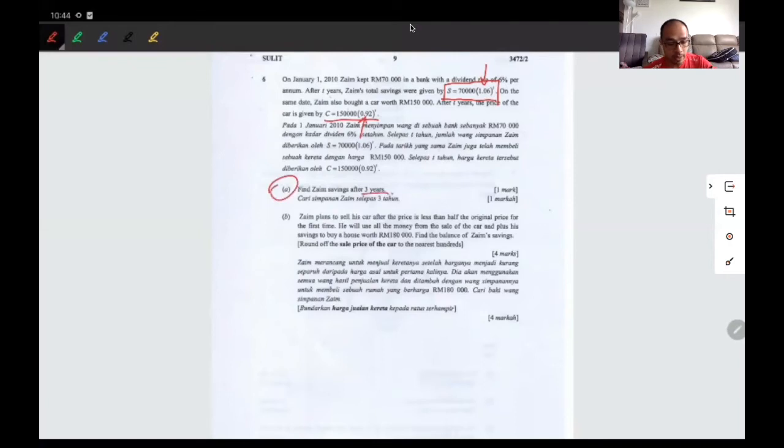So that means we have T equals to 3. So S is 70,000 times 1.06 to the power of 3. This is a no-brainer question, because all you have to do is just substitute the value of T equals to 3. The formula is already given. So this is where I want to mention this now.